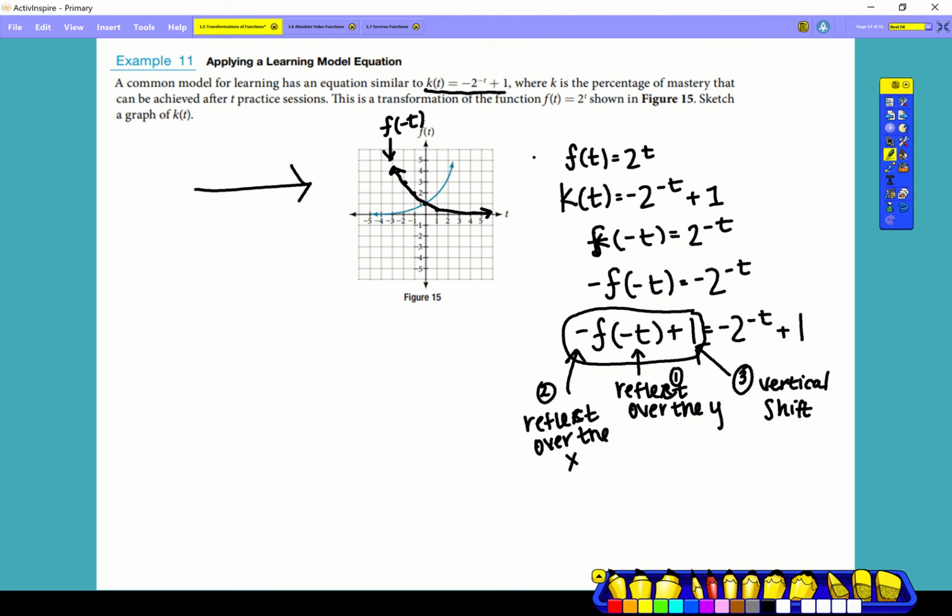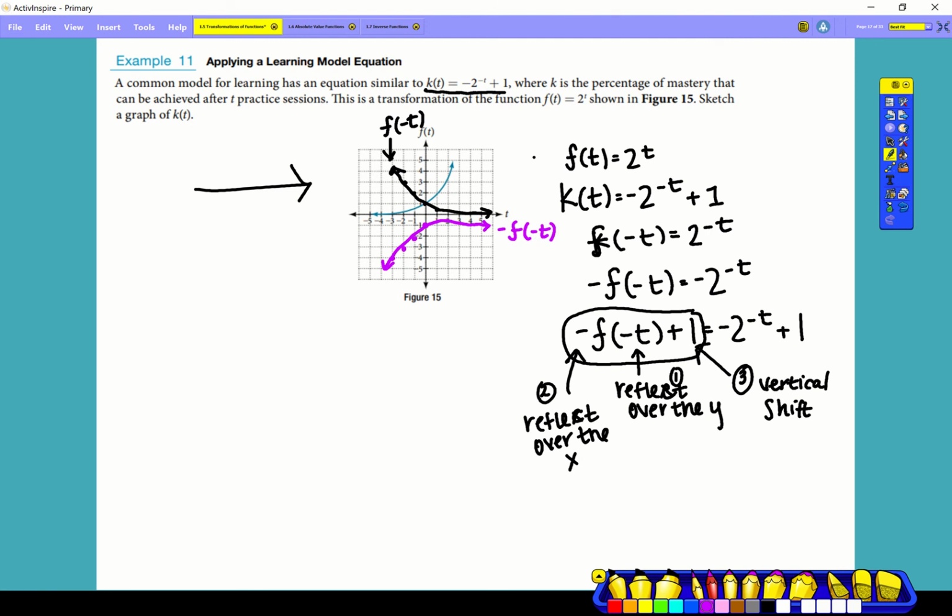Now what is negative f of negative t? Well, now this is reflected over the x-axis. So here our y is 1, now our y is going to be negative 1. Notice here how our y is 2, well, now our y is going to be negative 2. Notice how our y is 3, now our y is going to be negative 3. 4, negative 4, and so forth. So now we are going to get something like that. So this is negative f negative t.